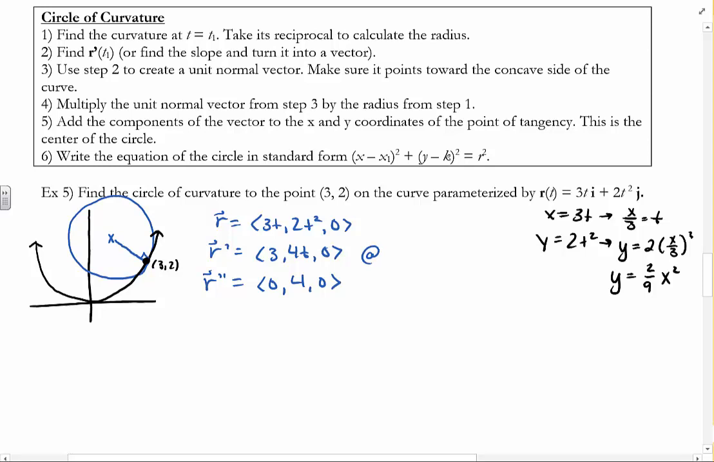And if I evaluate those at, well, wait, I need a t. If I'm at the point (3, 2), if x is 3 and x is defined as 3t, that means this is t equals 1. So I'm going to evaluate this at t equals 1 and get (3, 4, 0) and (0, 4, 0).